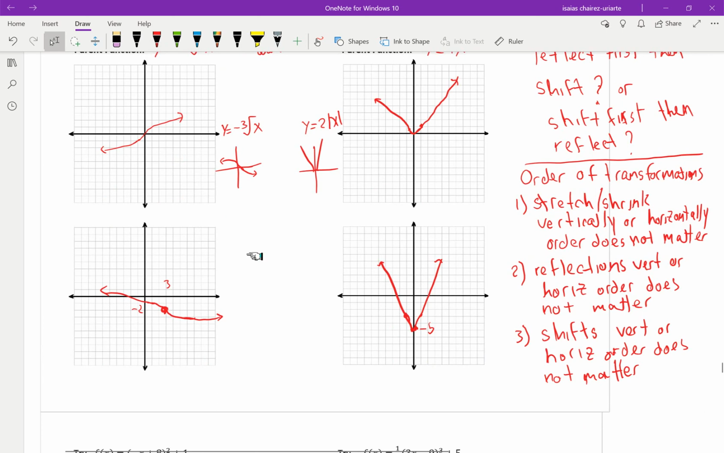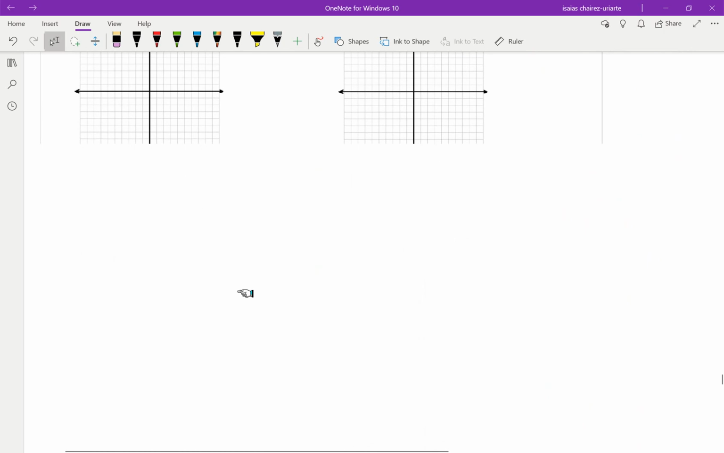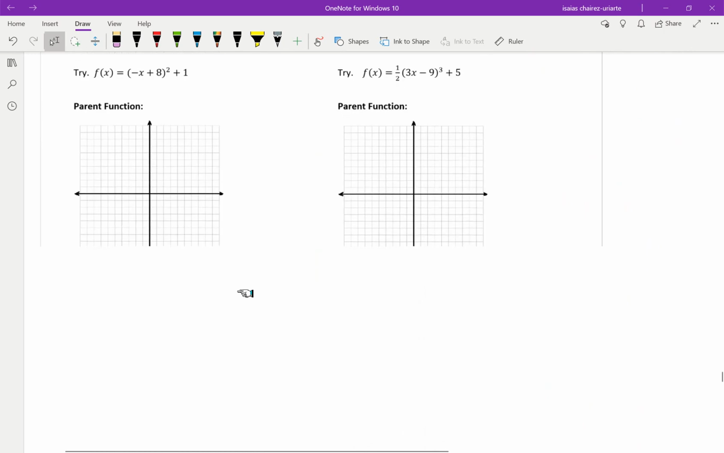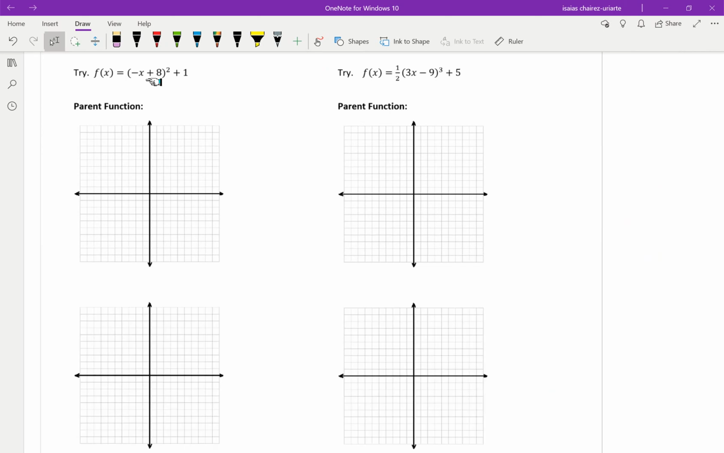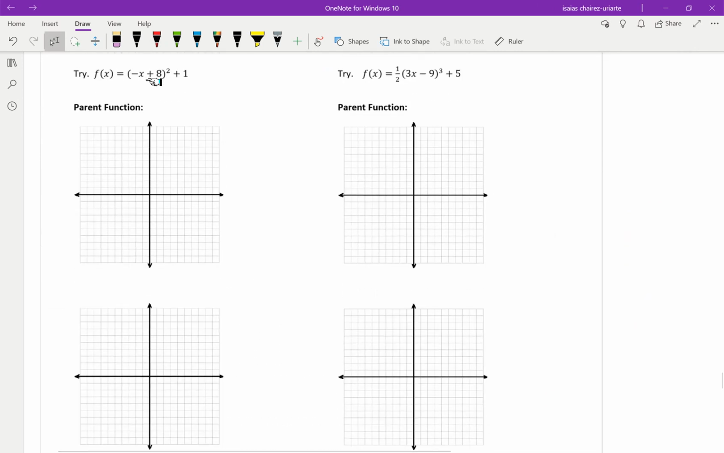Alright, let's move on. Next example. Similar idea. We want to just graph the transformations without a calculator. We want to state the transformations, and we want to graph the thing without a calculator. So I'll definitely give you the opportunity to try this on your own. Pause the video, try to come up with these 2 graphs of the transformations, and then let's compare answers.